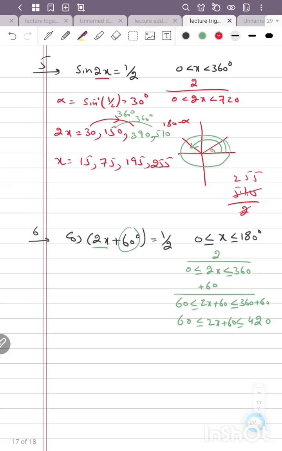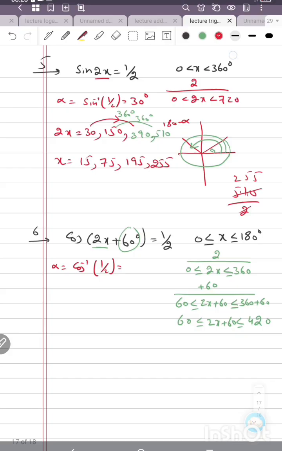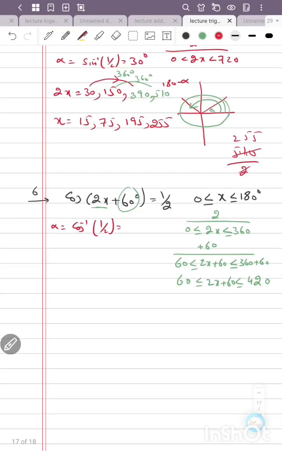Now move forward. Here is alpha. Alpha is cos inverse 1 by 2. Okay, dear students, cos inverse 1 by 2, we get the answer 60 degrees.